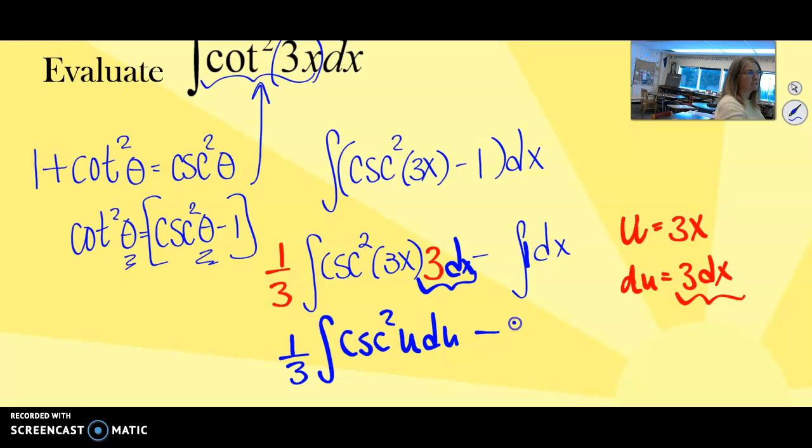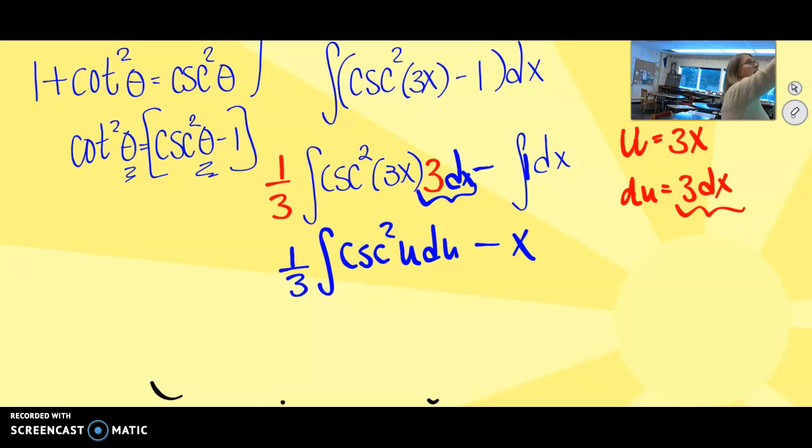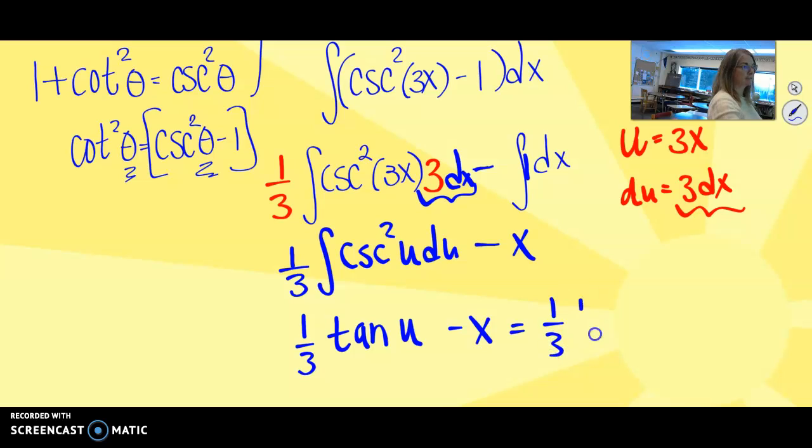If you want to put the 1 there, you can, but it's just going to be x. And I pulled the minus sign out front, so keep that minus sign there. And then the antiderivative of cosecant squared, remember, is negative cotangent. So I have 1/3 of tangent of u minus x. Put your u back in terms of x. Get 1/3 tangent of 3x minus x, and that would be your antiderivative.